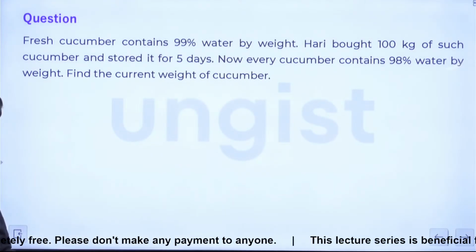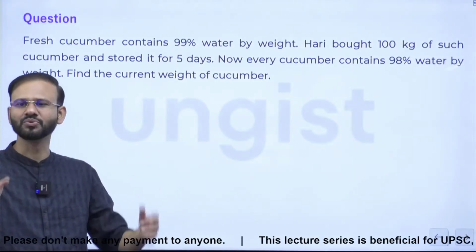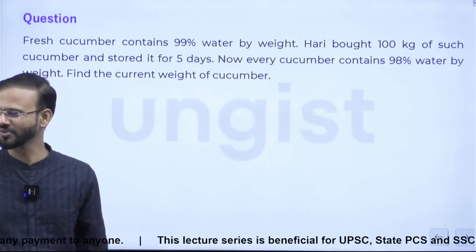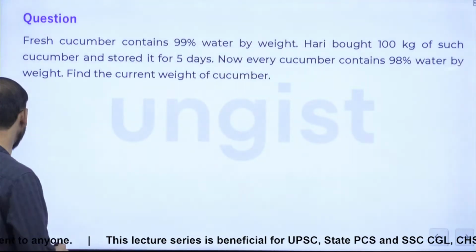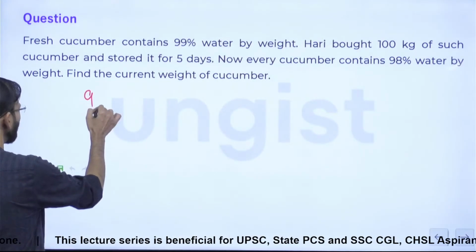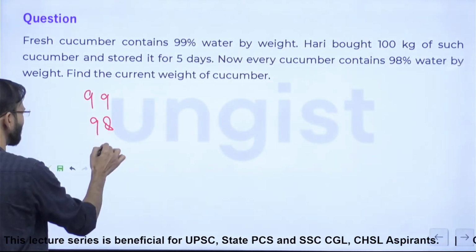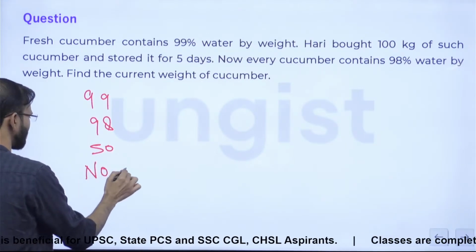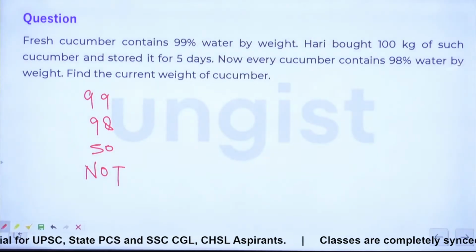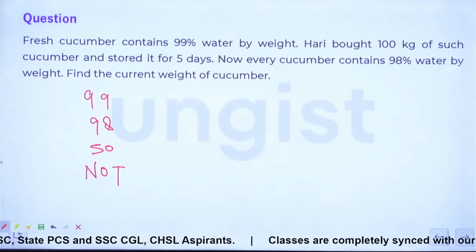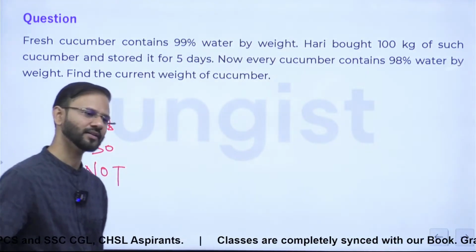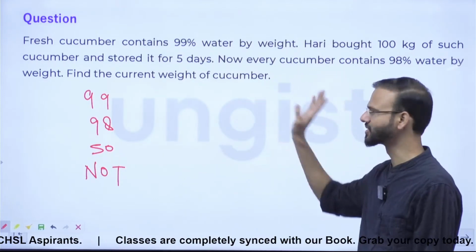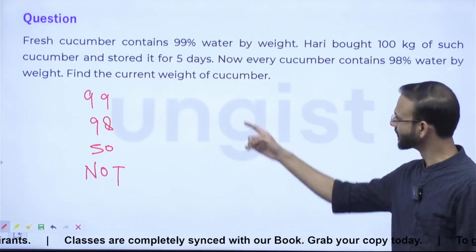Got the question, guys? अब वो 100 kg जो था वो कितना रह गया reduce होने के बाद? Okay, I'm giving, let's say, 4 options: 99, 98, 50, none of these. This question I have taken from the UGC NET exam, guys, and these were the 4 options.